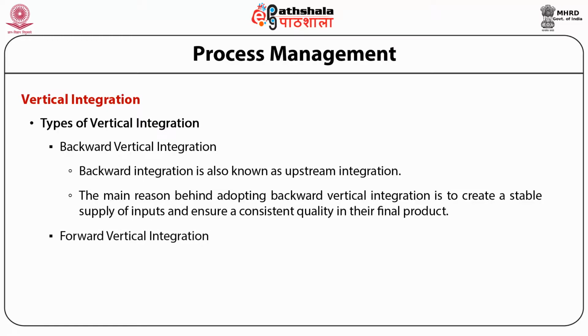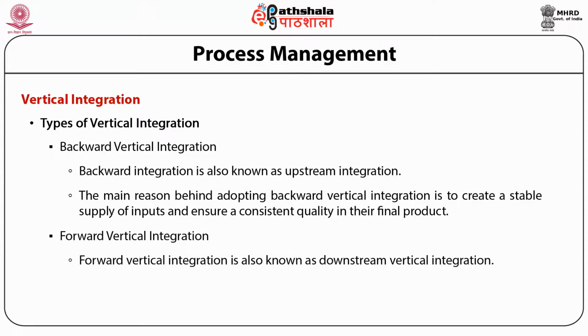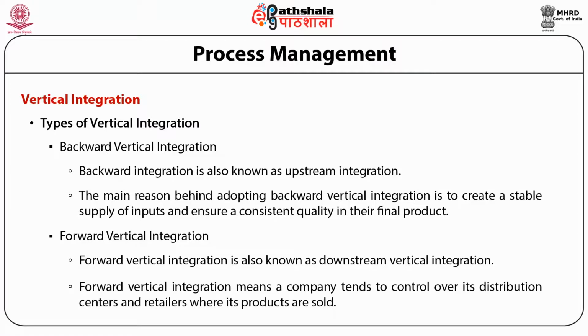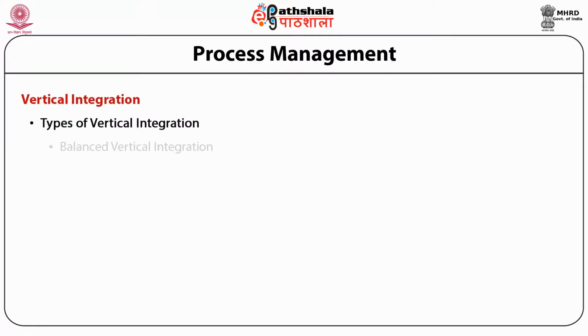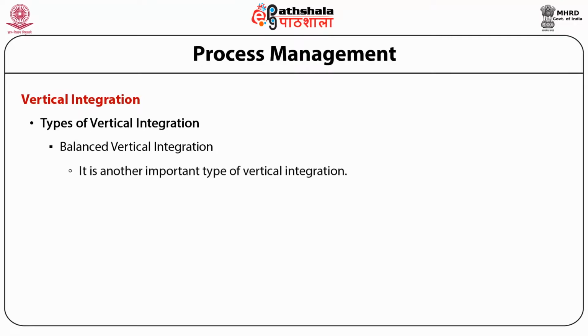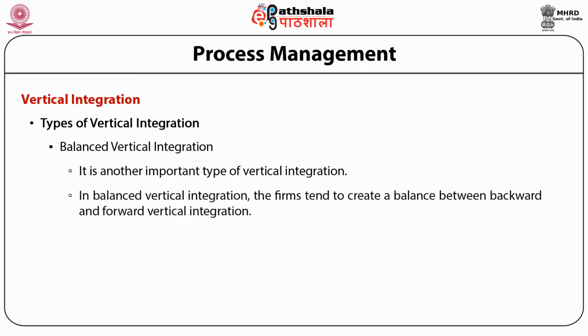Forward vertical integration. Forward vertical integration is also known as downstream vertical integration. Forward vertical integration means the company tries to control its distribution centers and retailers, where its products are sold. Balanced vertical integration. It is another important type of vertical integration. Balanced vertical integration is a combination of both backward vertical integration and forward vertical integration. In balanced vertical integration, the firm tends to create a balance between backward and forward vertical integration.